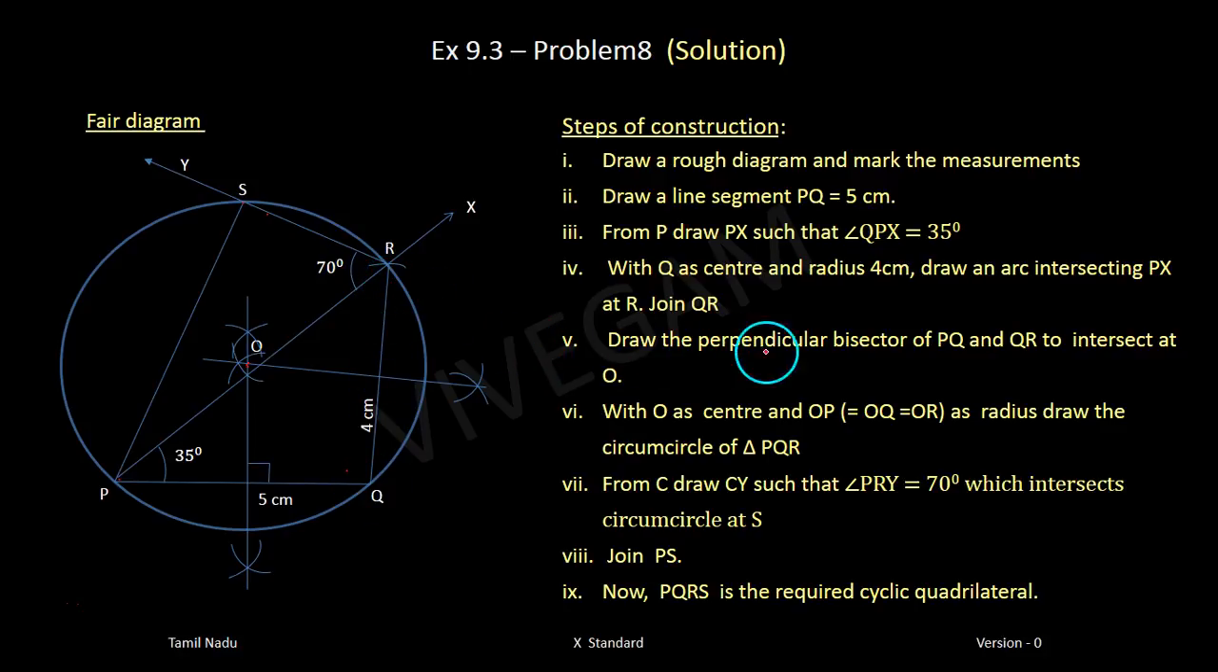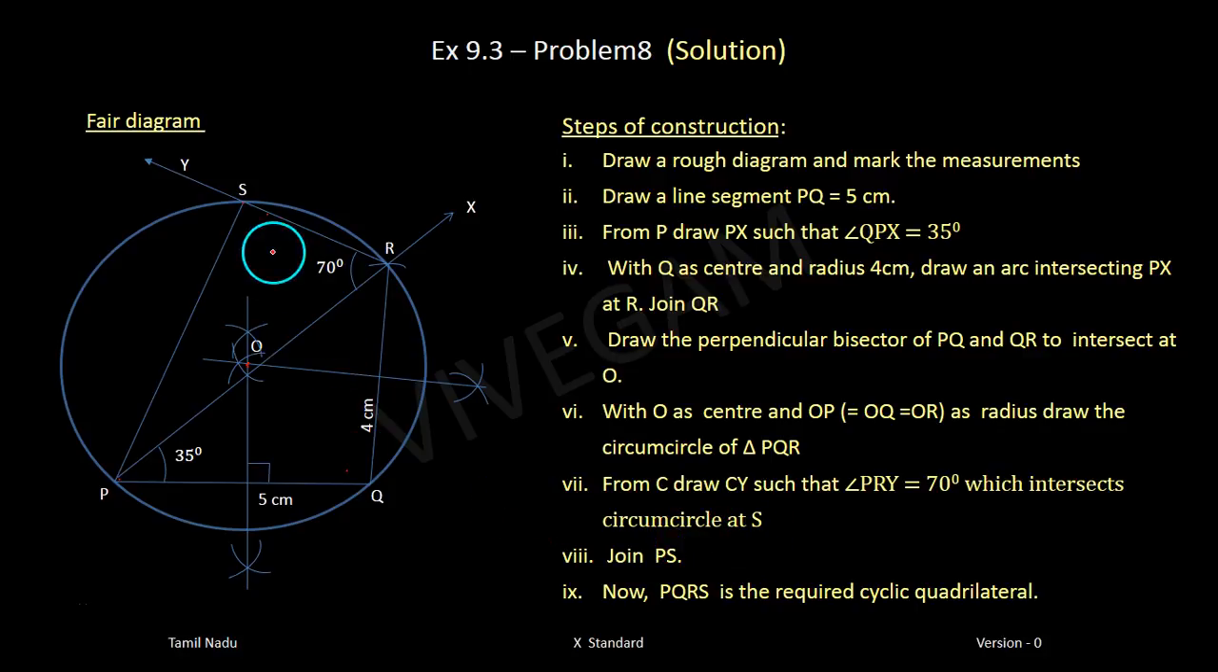Then draw a perpendicular bisector of PQ and QR, to intersect at O. So you have to draw a perpendicular bisector of PQ and QR. They both intersect at this point, which is O. Then with O as a center and OP or OQ or OR, all three are equal, as radius, draw the circumcircle of triangle PQR. So with O as a center and OP as a radius, draw the circle which circumscribes the triangle PQR.